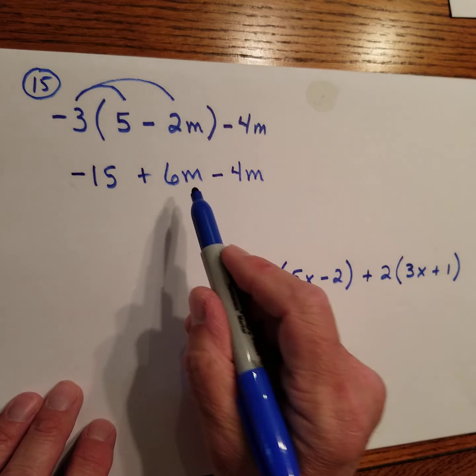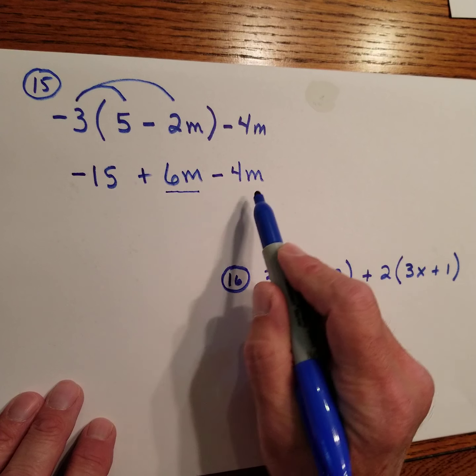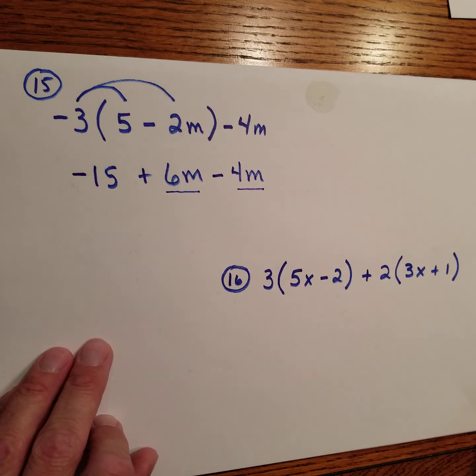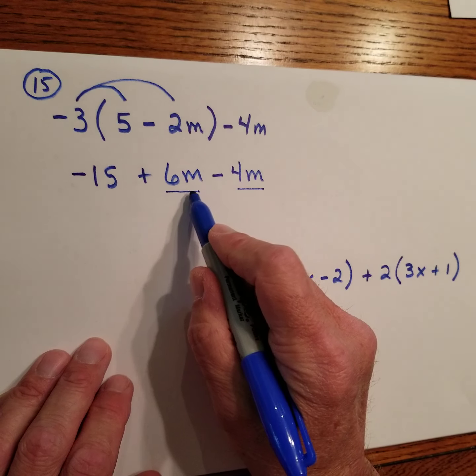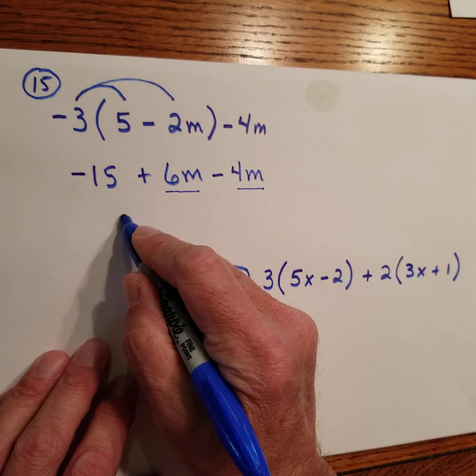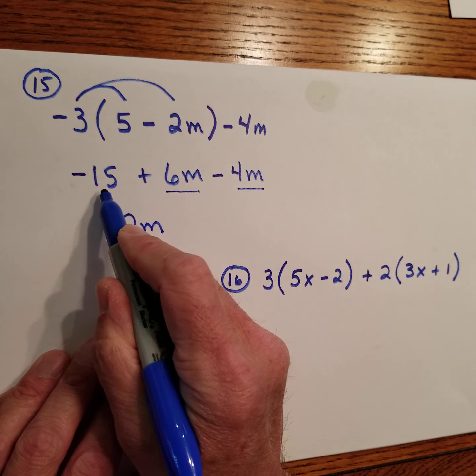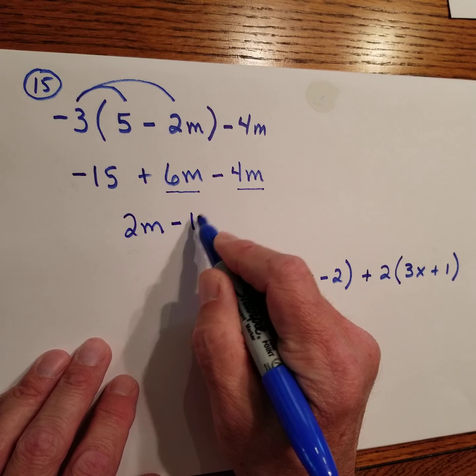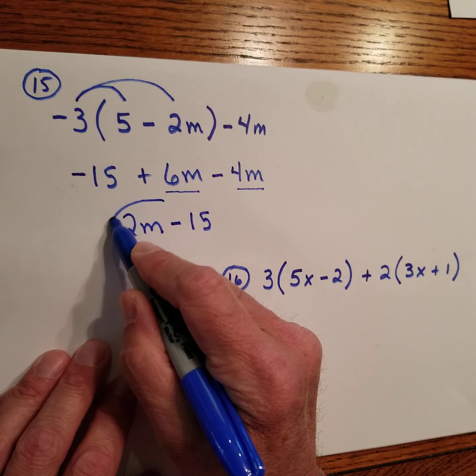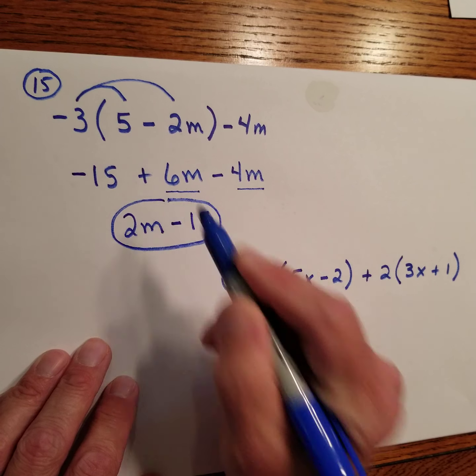Now look for like terms. This term has an m. This term has an m. Let's combine them. 6m minus 4m is 2m, and this negative 15, I'll copy. Great.